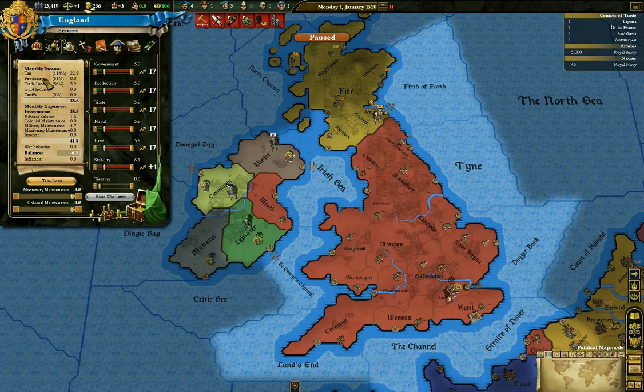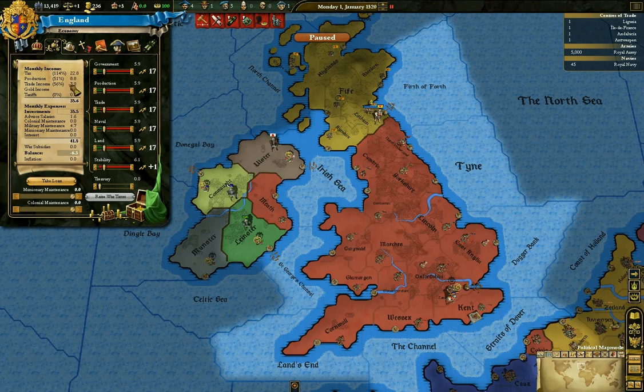Production is the goods that the province produces, and they just kind of give a value here. And early on, the efficiency is very low, so we only get about half the actual value of the goods we produce, which is 8.8 for the whole country. Not that great.